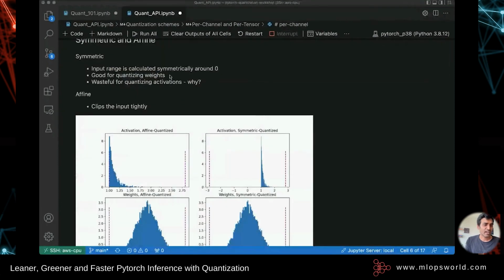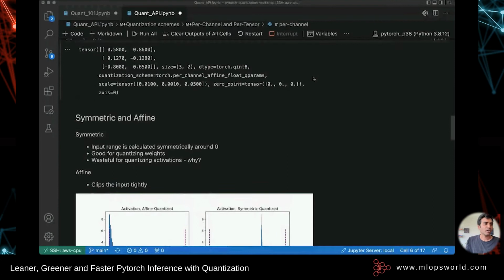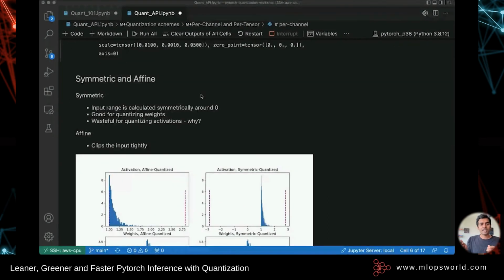We also have symmetric and affine quantization schemes. Essentially, what we are doing here is calculating the input range. Given a bunch of tensors, you want to see what the minimum and the maximum are, and then use those as your alpha and beta. Symmetric and affine define how we actually calculate the alpha and beta. The symmetric scheme calculates the alpha and beta symmetrically around 0. They're good for quantizing weights, but not so much for activations. The reason for that will be clear in this plot.